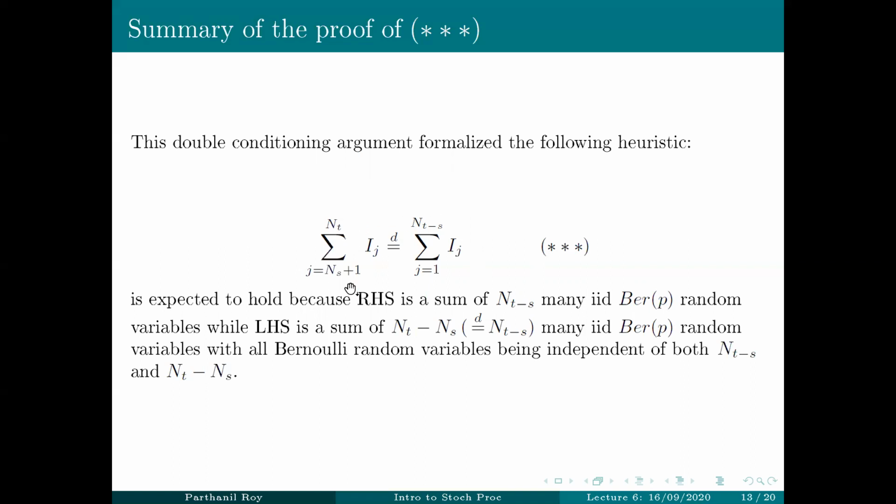N(t) minus N(s) has the same distribution as N(t minus s), and the I_j's, the Bernoulli random variables, are all independent of both these random variables, N(t minus s) and N(t) minus N(s). Therefore, we should expect this to hold. Of course, this is not a proof, but what we did using the double conditioning argument is just to formalize this heuristic, this intuitive argument.